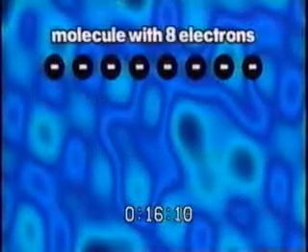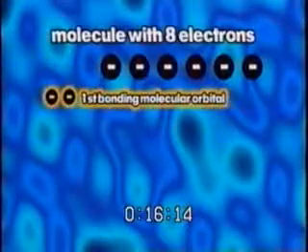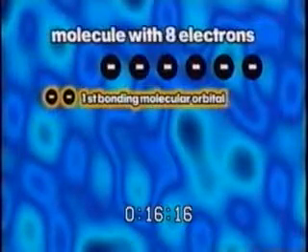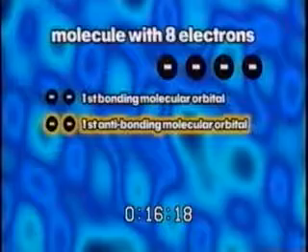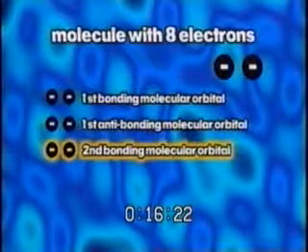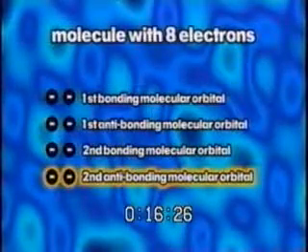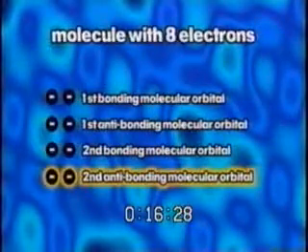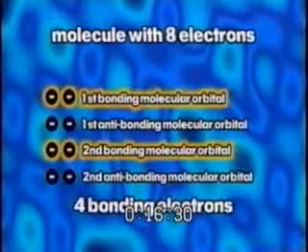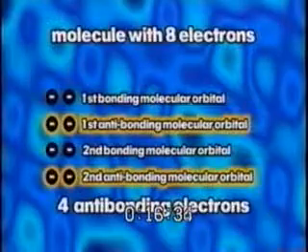Say your molecule has a total of 8 electrons to accommodate. 2 will go to the first bonding molecular orbital, 2 will go to the first antibonding molecular orbital, 2 will go to the second bonding molecular orbital, and 2 will go to the second antibonding molecular orbital. So, in this case, you have 4 bonding electrons and 4 antibonding electrons.